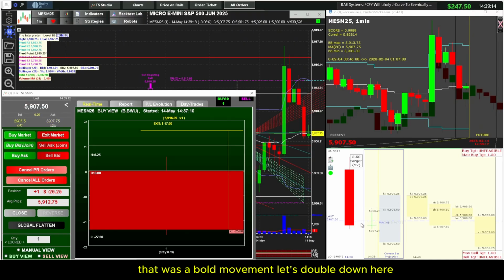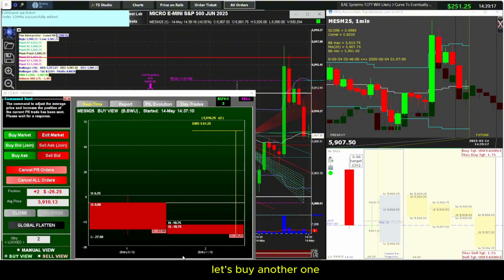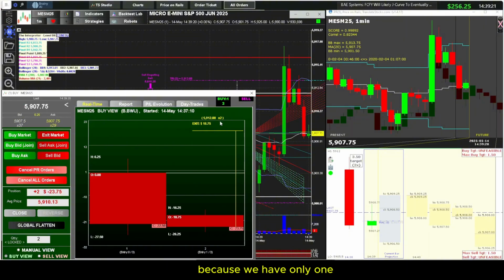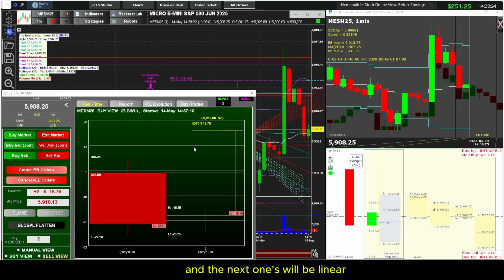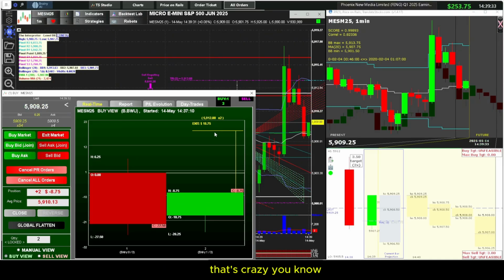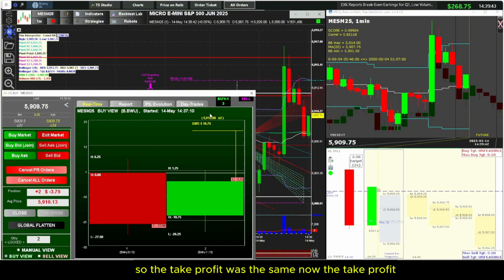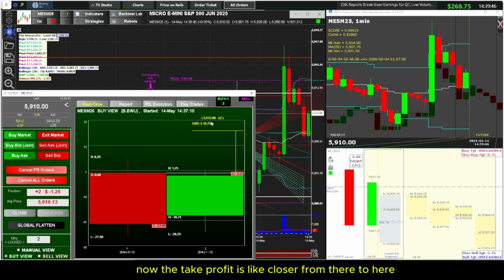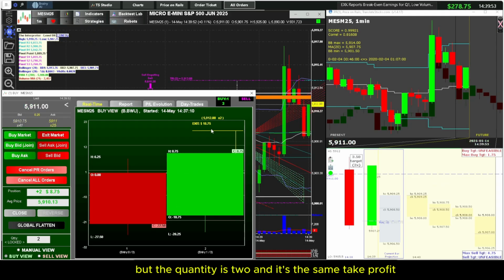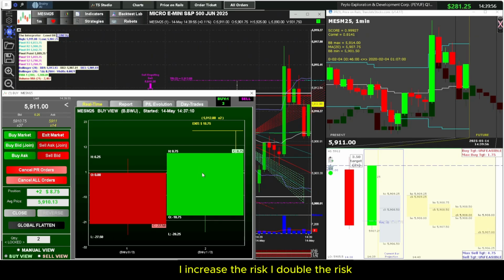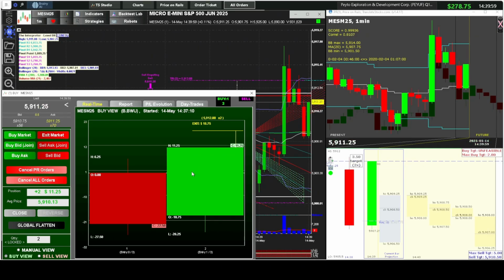Let's double down here. Let's buy another one. The first entry is always a double down because we have only one, and the next ones will be linear. Okay, now I have two. And the exit order is still at the same price. That's crazy. The target was bigger before, so the take profit was the same. Now the take profit is closer, but the quantity is 2 and it's the same take profit. I doubled the risk to have the same reward that I had before.